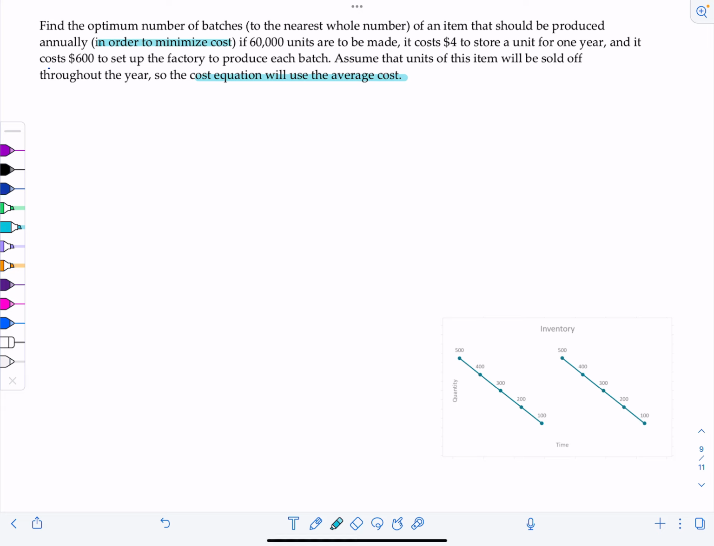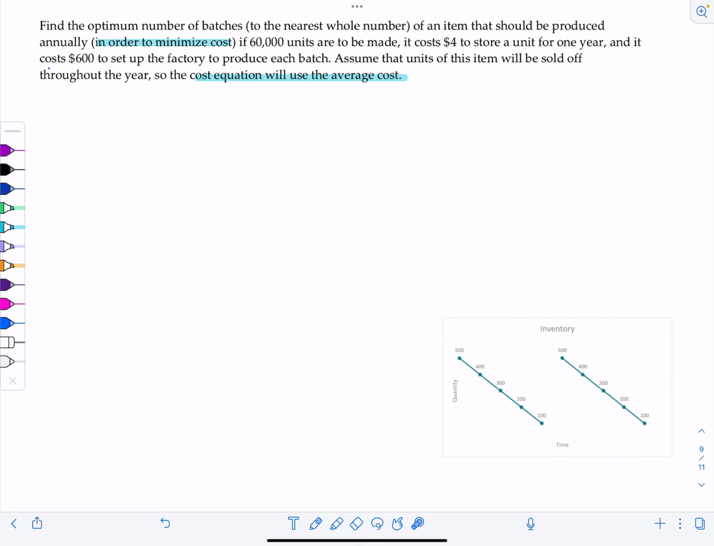So let me explain what's going on, because this can be very confusing. You have a factory and you need to make 60,000 units, 60,000 items over the course of a year. Should you make them 6,000 at a time, 10,000 at a time, 100 at a time? Because when you make them, you don't want to make all 60,000 at once, most likely. It costs $4 to store the items, each item, for a year. And every time you make a batch and you start cranking out batches of items, it costs $600 just to set the factory up. So there has to be a sweet spot.